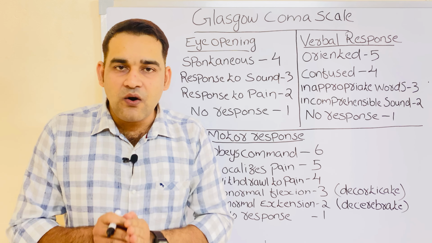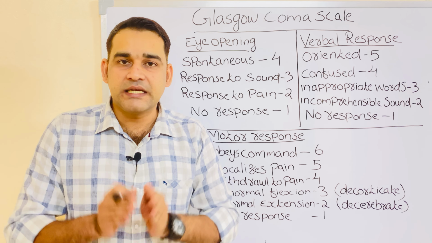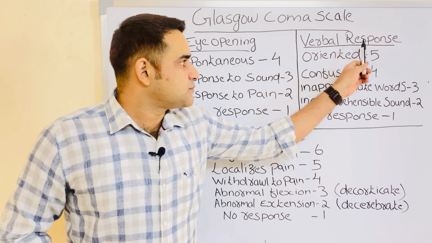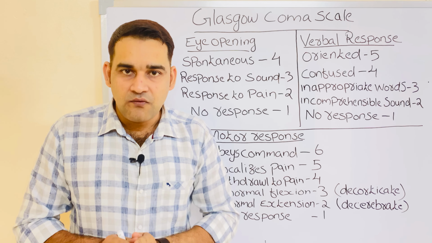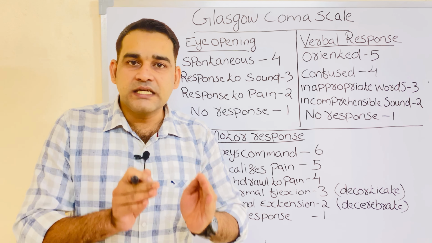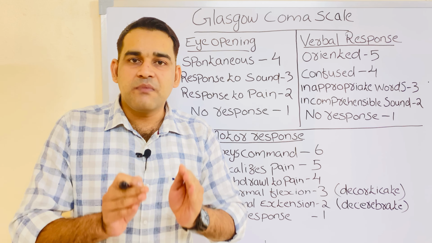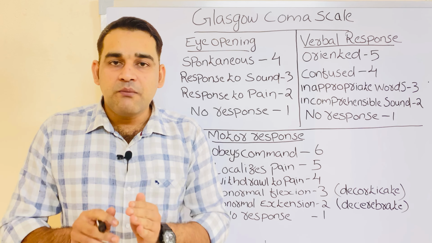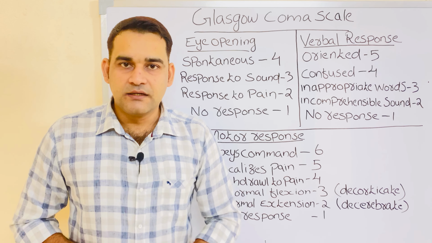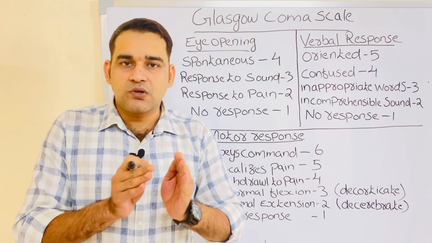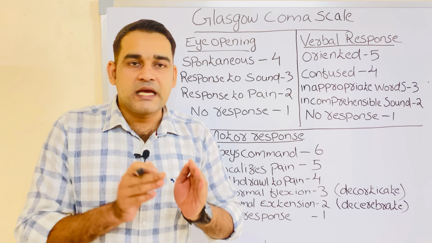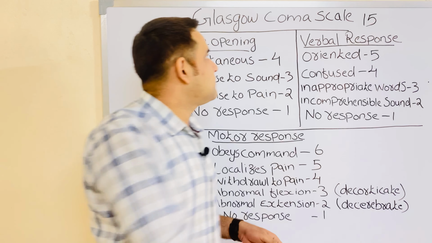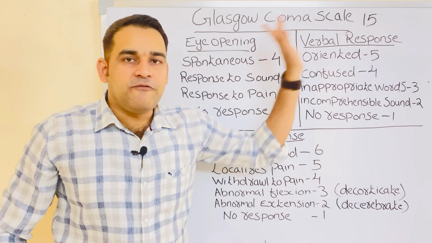Regarding the eye opening, we check how your patient is opening and closing the eye. Regarding the verbal response, while you are talking, how your patient is responding. And motor response means body movement of your patient. The maximum score of the Glasgow coma scale is 15.